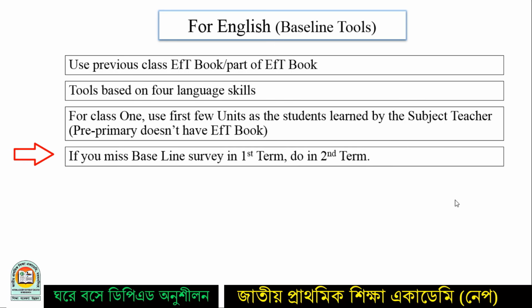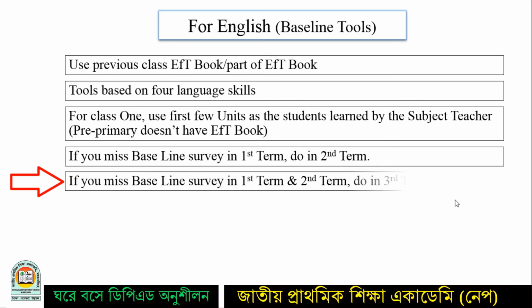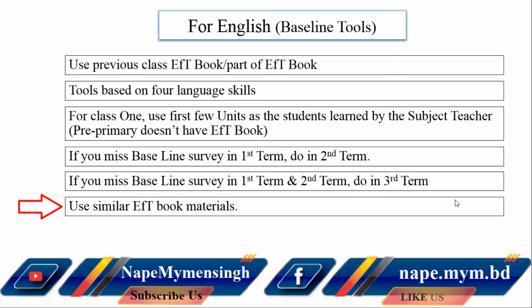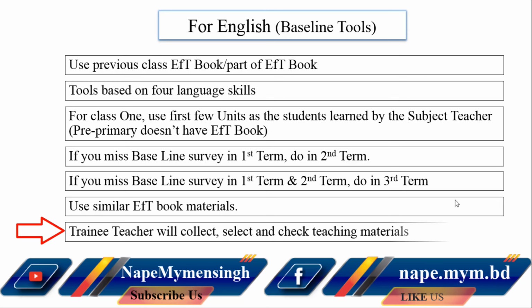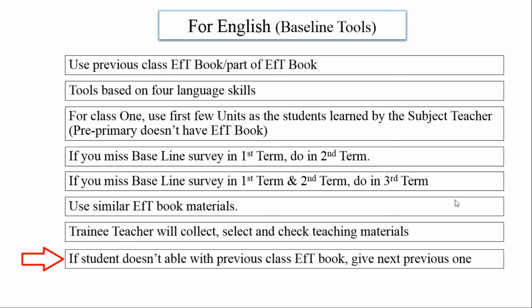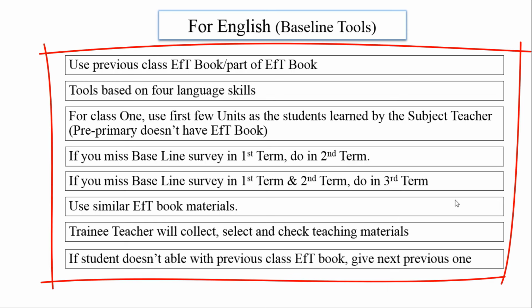If the trainee needs a baseline survey in the first term, he can do it in the second term. If he misses the first and second term, he can do it in the third term. Use similar EFT book materials if needed. The trainee teacher will collect, select and check tracing materials. If the student is not able with the previous EFT book, give the next previous one. This is how you can ensure which level the student belongs to.